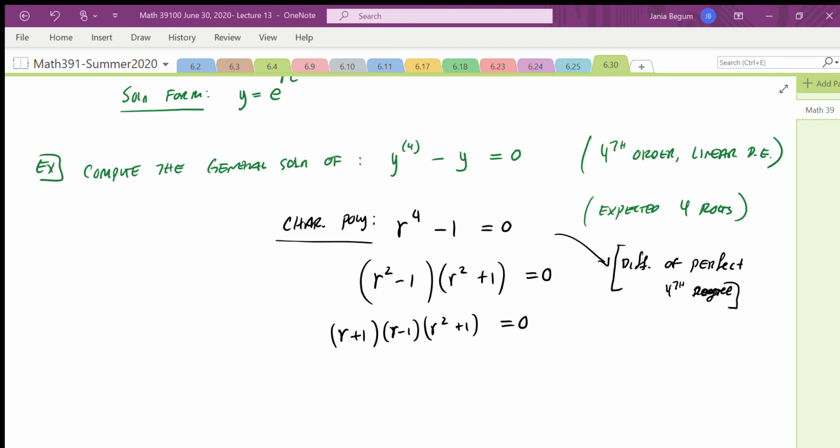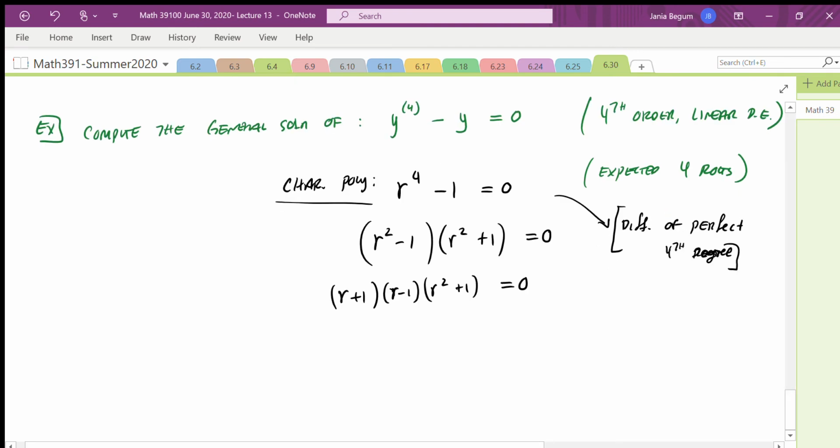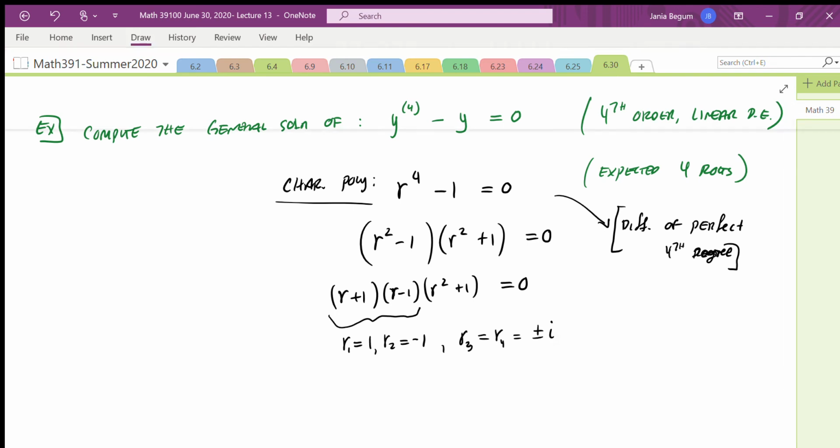So complex roots. The first two will give us r1 is 1, r2 is negative 1. So we successfully found two of them. The other two are going to come from r squared plus 1 because complex roots, we know they come in conjugate pairs. So we have r3 and r4 as plus and minus i. So we have successfully found 4 roots to this fourth order differential equation.